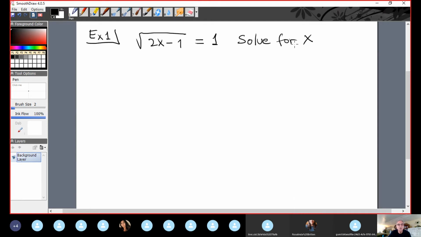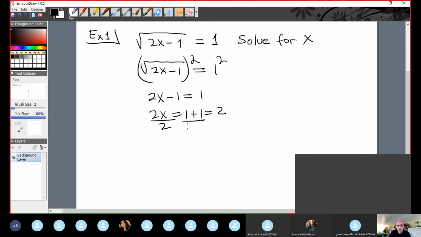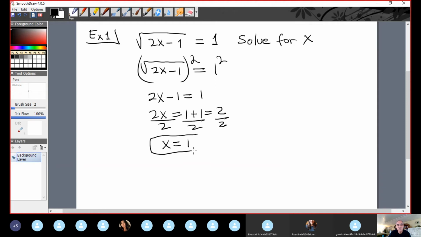Good. Okay, so you remember the key idea. I recommend you copy this equation again. You square both sides. The radical is eliminated, and 1 squared by coincidence is 1. Now this is a linear equation, super easy. You solve that. I move -1 to the right-hand side like a +1. 1 plus 1, that's 2. Finally, divide by 2 both sides. X equals 1.